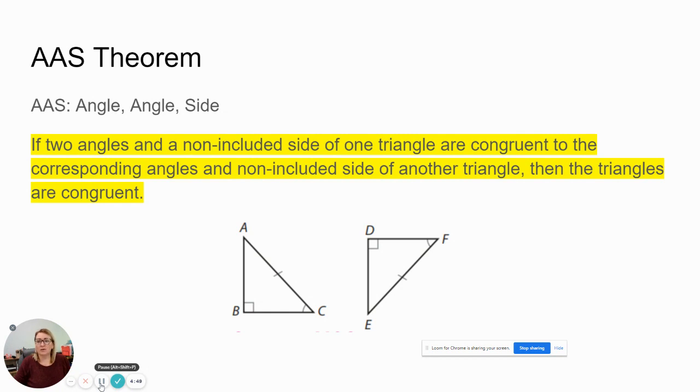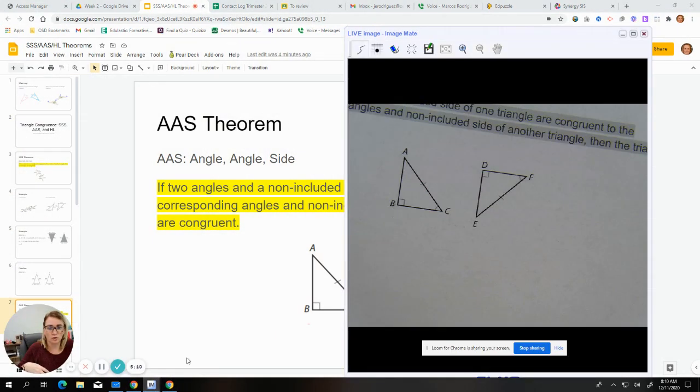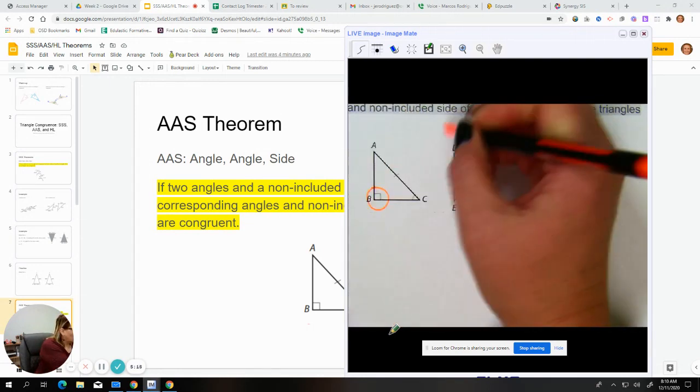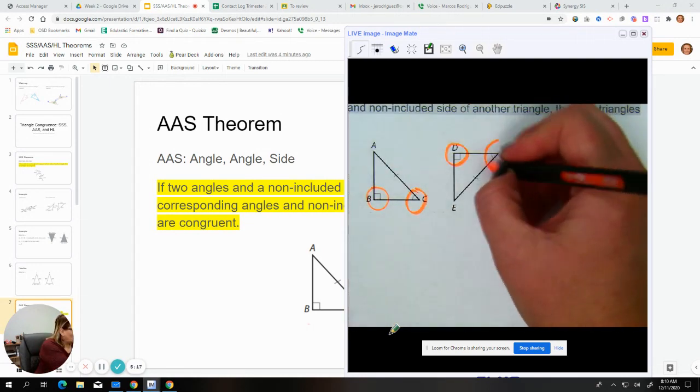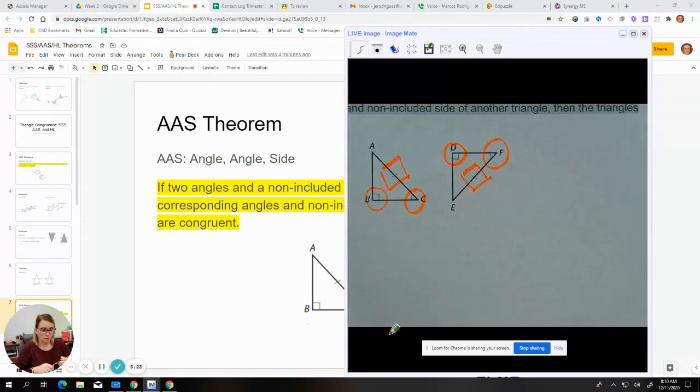So this new one is angle, angle, side. So it says you have two angles and a non-included side, which means it's not between them. If those three things are congruent, then the two triangles are congruent. So again, I'm going to pull up this visual for those of you who need that visual. So notice that we have this angle and this angle, and this is your side. So the side is not between them. It's on the outside of the angle, okay?